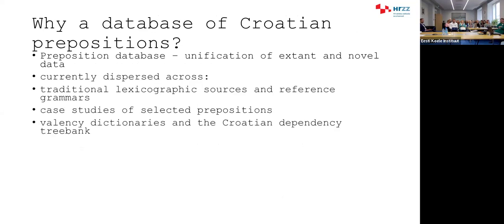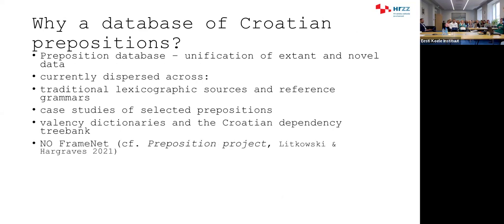Well, the idea is simple: unify extant and novel data. And this is currently dispersed across lexicographic sources, reference grammars, case studies of selective prepositions, mostly from a cognitive linguistics perspective, which is quite useful, I have to say, when it comes to preposition semantics, and valency dictionaries, but we don't have a framework. This means that we cannot really replicate or evaluate the methodology used by the only other real preposition database, to my knowledge, the Preposition Project by Ken Litkowski and Orin Hargraves, focusing on English, where they use FrameNet as the source for the corpus examples, the annotations, and so on.